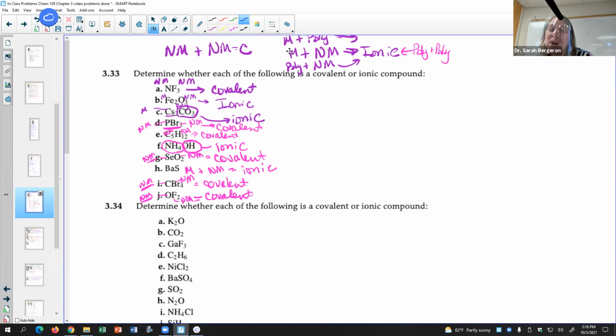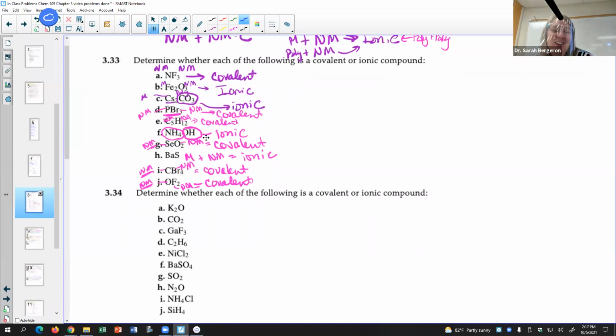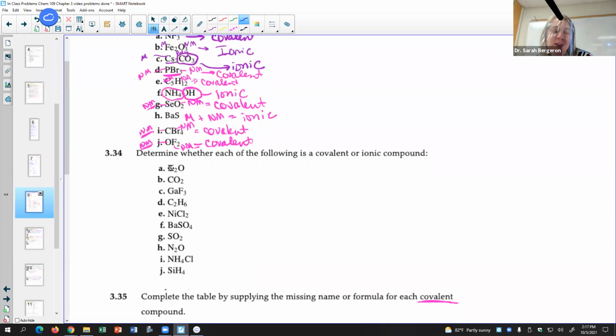So if you have a metal and a nonmetal, you're ionic. If you have a polyatomic and a nonmetal, you're ionic. If you have a metal and a polyatomic, you're ionic. Or if you have a polyatomic and a polyatomic, you're ionic, right? So it's kind of like, is it covalent or not, right? It's kind of the easier way to think about that.